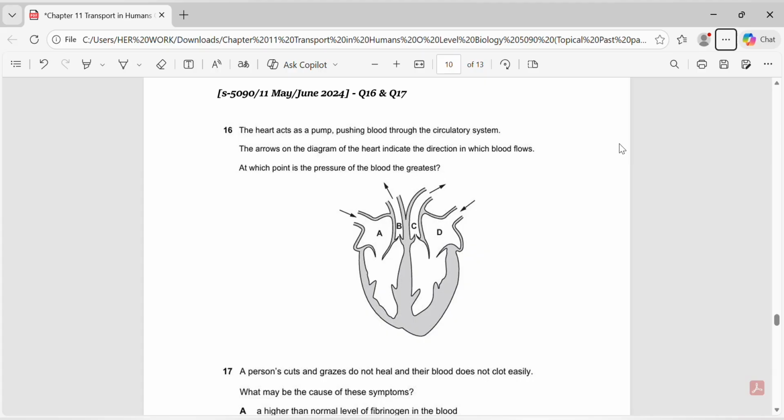A represents the right atrium. B represents the pulmonary artery. C represents the aorta. D represents the left atrium. Blood pressure is greatest at the point where the strongest contraction of the heart occurs. This happens when the left ventricle contracts, as it pumps blood into the aorta.